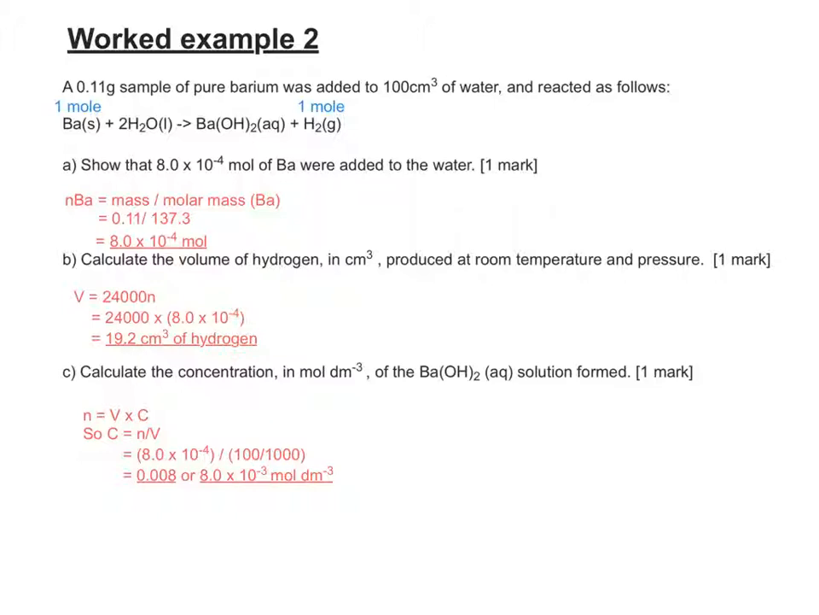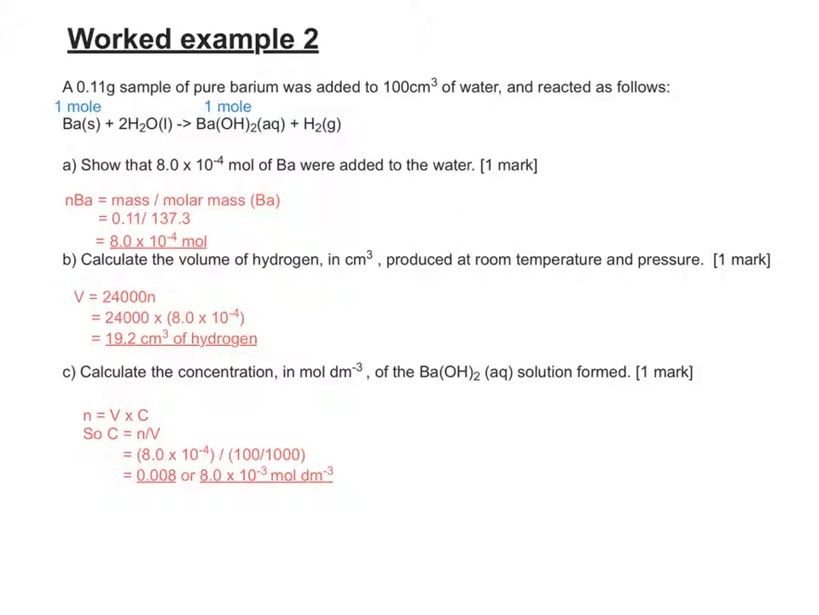So what I've done this time is I've used n equals V times C, because it's a concentration calculation. I've had to rearrange it to say C equals n over V, because they want me to work out the concentration, not the moles. I know that from the equation you have a 1-to-1 mole ratio of barium to barium hydroxide. So barium hydroxide is also 8.0 times 10 to the minus 4 moles, which I've just adjusted up on the equation for you to follow.